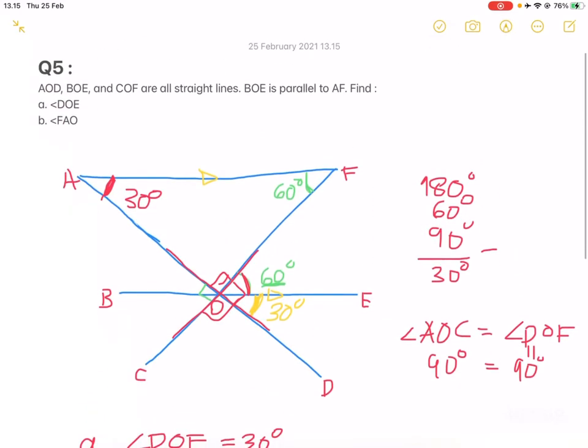Alright, so that's it for all examples and brief explanations of parallel lines and angles relating to parallel lines and all that stuff, like the terms that you need to be familiar with, like complementary and supplementary angles.